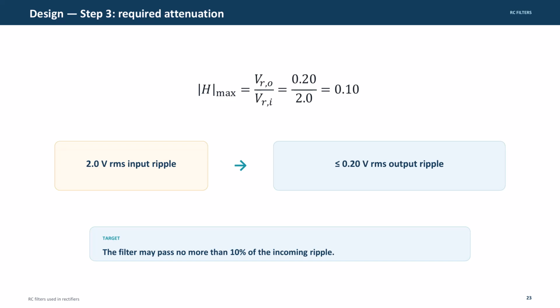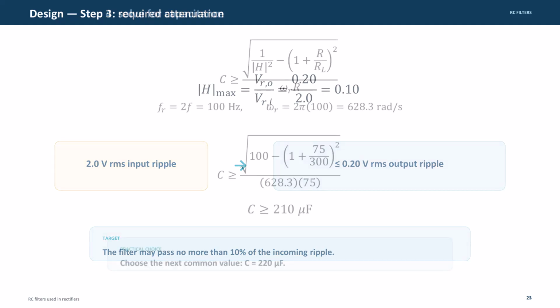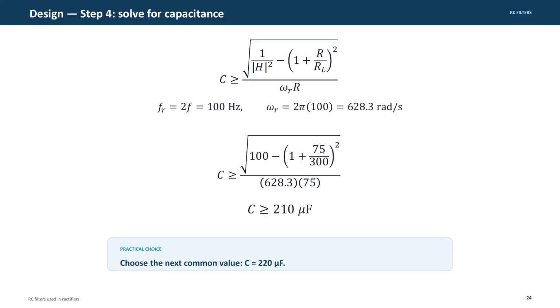The capacitor must be large enough to make the loaded attenuation equal to or smaller than this target at the 100 Hz ripple frequency. Rearrange the loaded attenuation expression to solve for capacitance. The bridge ripple frequency is 100 Hz, so omega R is 628.3 radians per second. Substitute the maximum transfer magnitude of 0.10, the 75 ohm resistor, and the 300 ohm load. The minimum capacitance is approximately 210 microfarads.